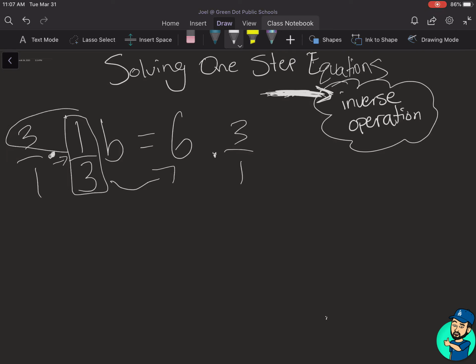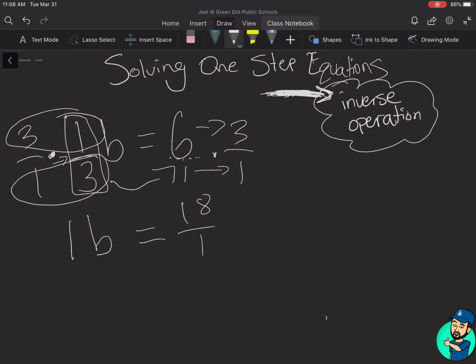Now this equals 3, and this equals 3. So 3 over 3 is 1. Don't forget the b. 6 times 3 is 18. Again, like there's an invisible 1 right here. 1 times 1 is 1. 1b is just b. b equals, what's 18 over 1? 18.